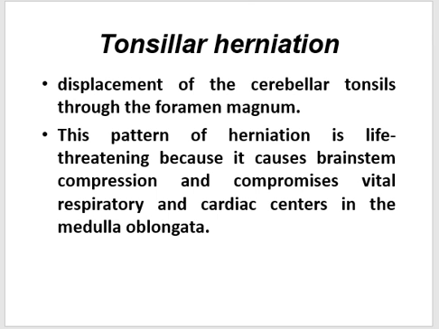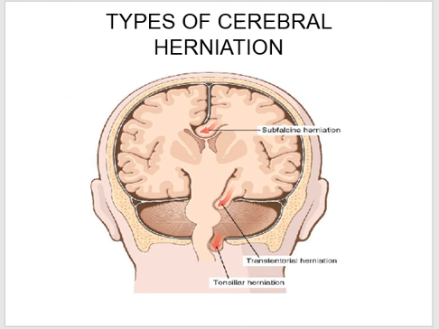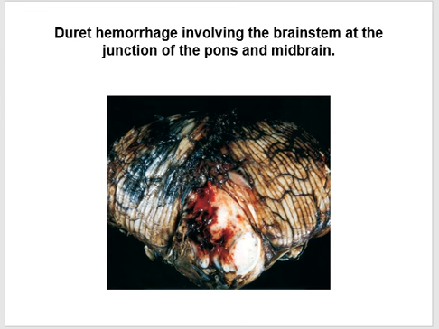Tonsillar herniation is displacement of the cerebellar tonsils through the foramen magnum. This pattern of herniation is life-threatening because it causes brainstem compression and compromises vital respiratory and cardiac centers in the medulla oblongata. Here you can see all types of the herniations. This is the subfalcine herniation, then transtentorial herniation, and tonsillar herniation of the cerebellum through the foramen magnum. Duret hemorrhage involving the brain stem at the junction of the pons and midbrain.